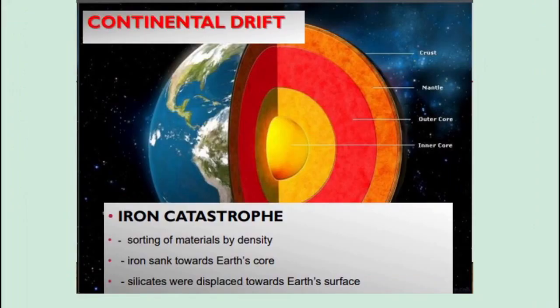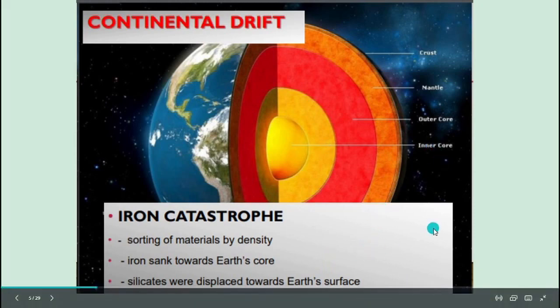So there are four layers of the earth. The one on the surface is the crust, the thinnest part of the earth's interior. And then we have the mantle after the crust. And after the mantle is the outer core. And then the innermost part of the earth's interior is the inner core.